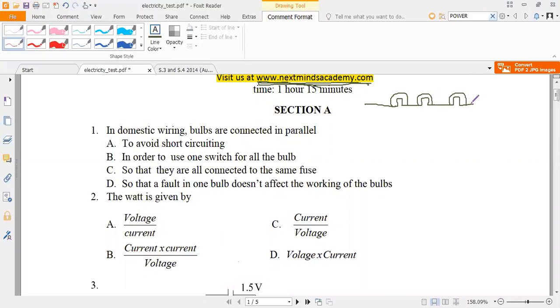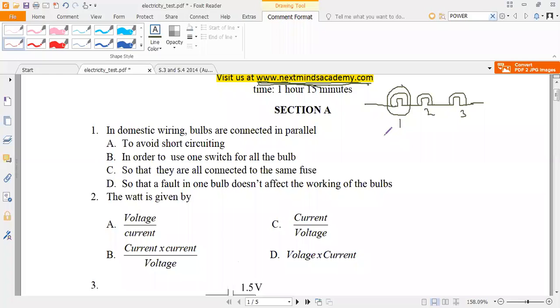So when bulbs are connected in series, as you can see in this case, it means in case one of these bulbs goes off, for example, if this one goes off, it means that the two bulbs, bulb 2 and bulb 3, will lose their connection because all these bulbs utilize the same current. So if one of these bulbs goes off, it means that current will no longer be flowing and all the bulbs will go off.